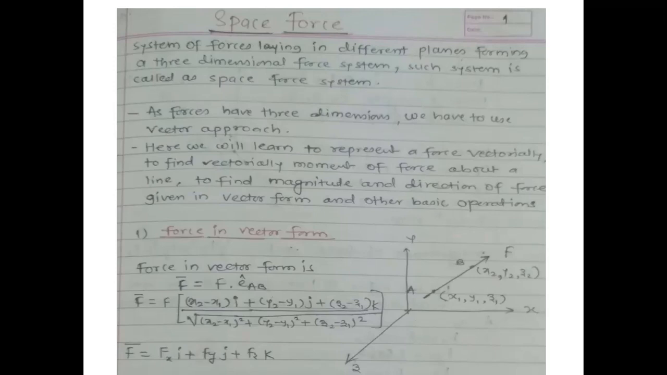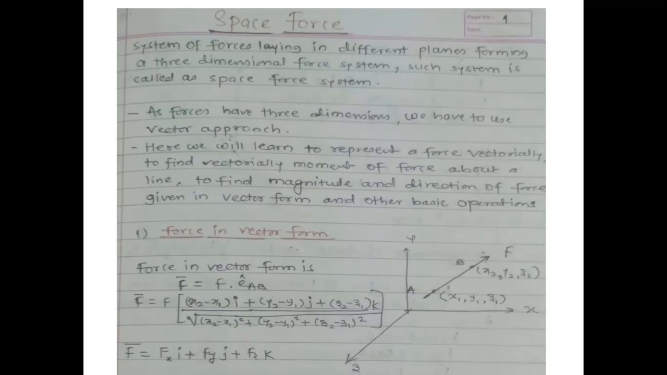Force in a vector form: how are we going to denote it? See, X, Y, Z, three axes are there. In that, a force F is acting from A to B. Coordinates of A are x1, y1, z1. Coordinates of B are x2, y2, z2. Force in vector form is denoted as F equal to F into unit vector EAB.